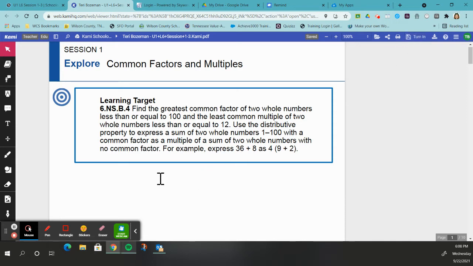So we've been talking about expressions, and today we're going to move on to the last lesson in Unit 1. This lesson involves greatest common factor and least common multiple. And then we will also be talking about how to use distributive property to express the sum of two whole numbers. So we want to find the greatest common factor and the least common multiple, and also be able to use distributive property to express the sum of two whole numbers.